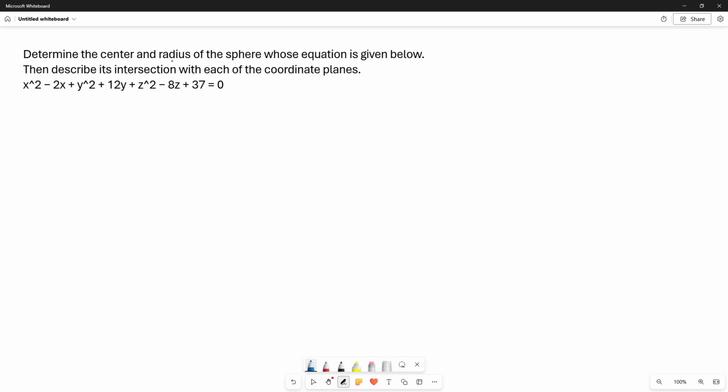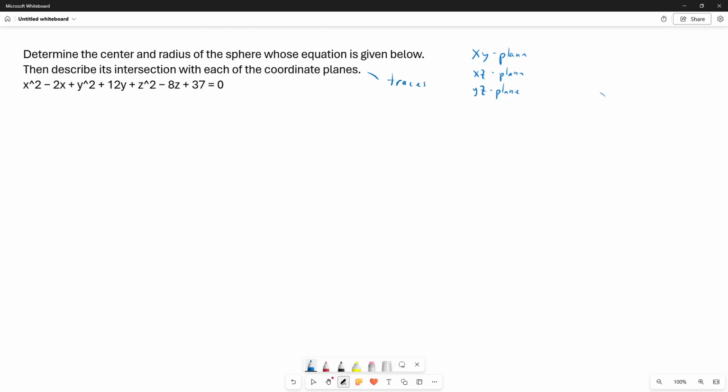Determine the center and radius of the sphere whose equation is given here, and describe the intersection of the sphere with each of the coordinate planes. These are called the traces, and we want to find the intersection of the sphere with the xy plane, the xz plane, and the yz plane.